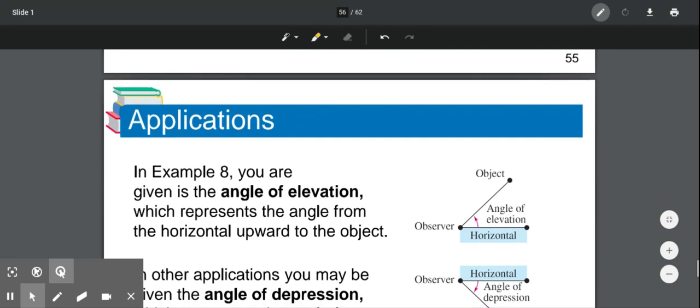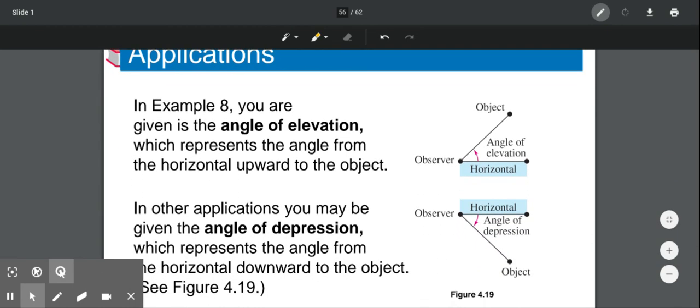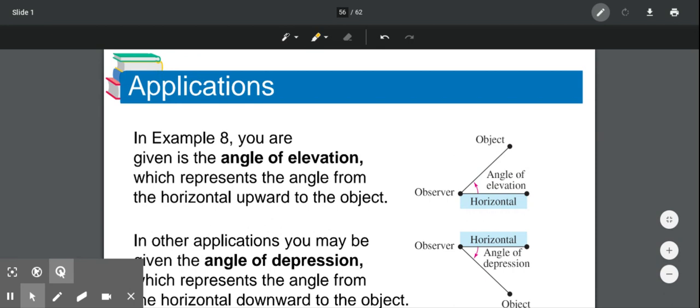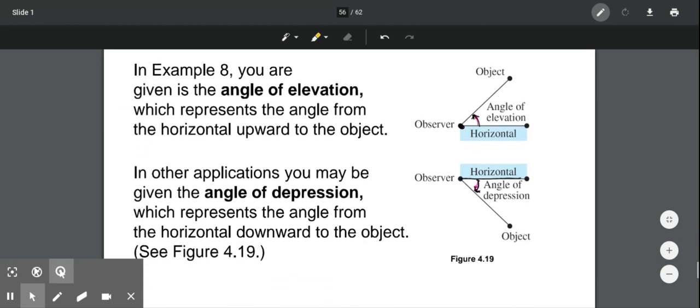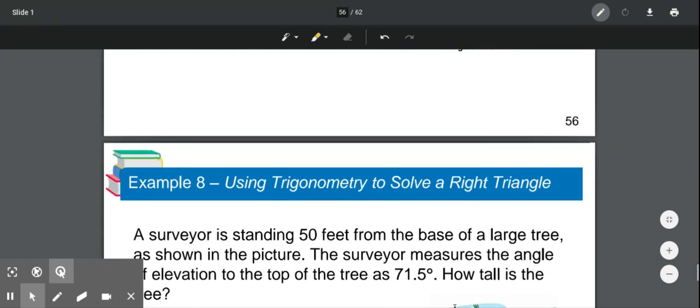All right, and then we have our applications. So remember, applications really just means story problems. And so a couple pieces of vocabulary that you need to remember are the difference between your angle of elevation and your angle of depression. So these are both based on a horizontal. So if you're the observer and you're looking up, that's your angle of elevation. However, if you're the observer and you're looking down, the angle from that horizontal is your angle of depression. Okay, so if you need to refer back to that slide if you get confused about those.